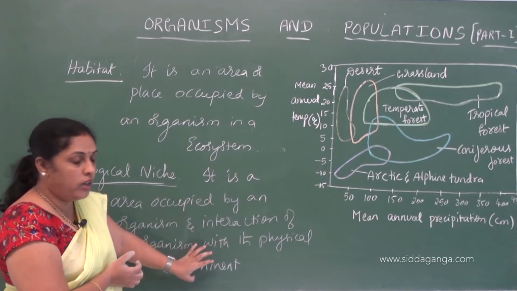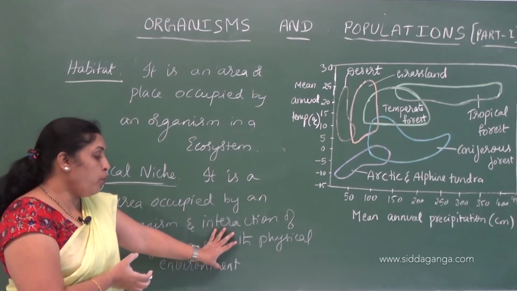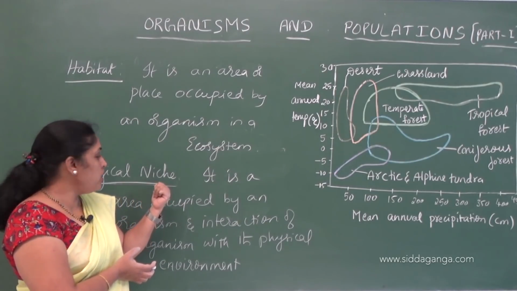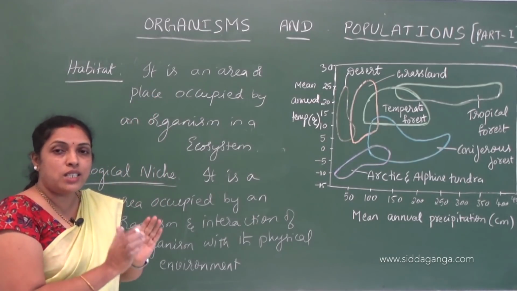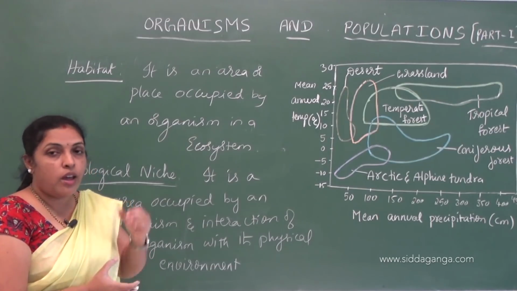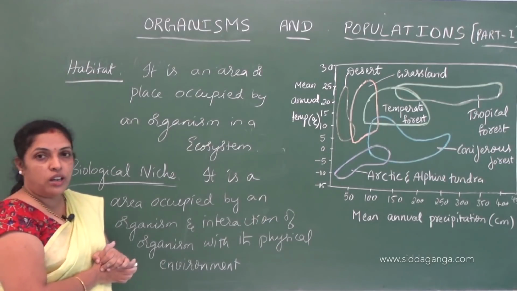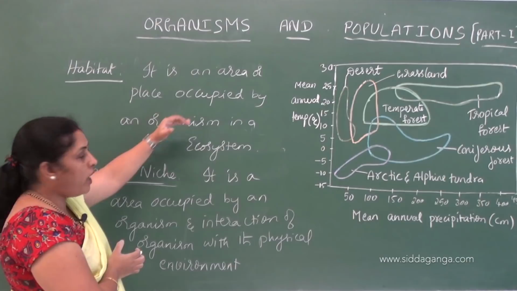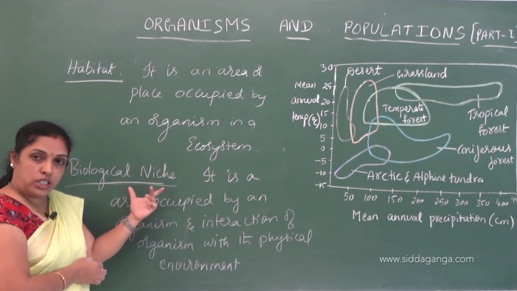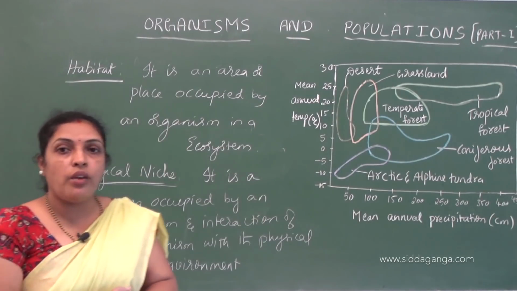What is the role played by an organism in an ecosystem, whether it is a predator or a prey, whether it is a herbivore or carnivore, all these things about the organism are going to be known from the biological niche. Understood? In the habitat, it just tells where the organism is going to live. It doesn't tell the role played by that organism in an ecosystem. The organism's importance is known in the niche. That is the difference between habitat and biological niche. So habitat is an area or place occupied by an organism in an ecosystem, whereas biological niche is an area occupied by an organism, and it tells the interaction of the organism with its physical environment.